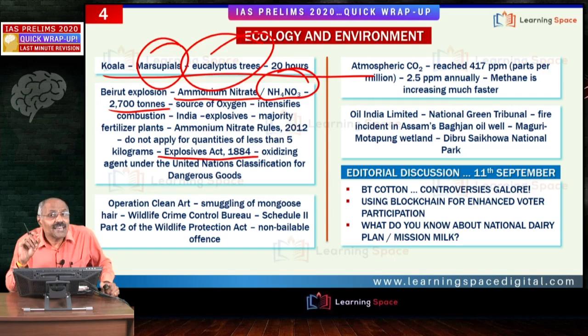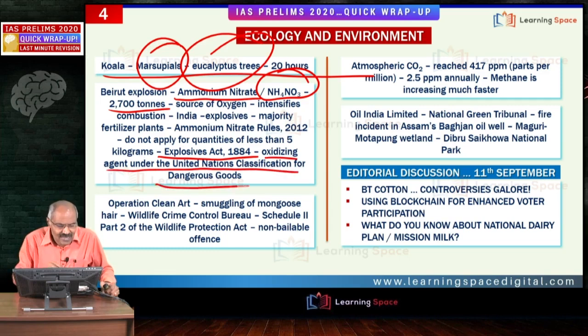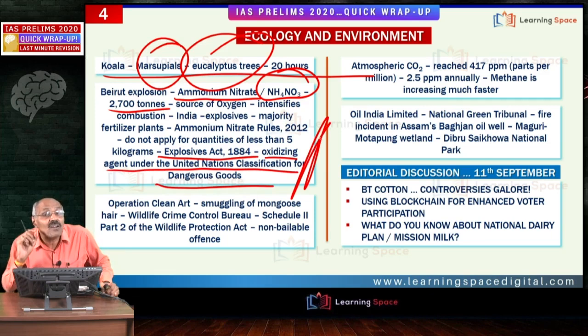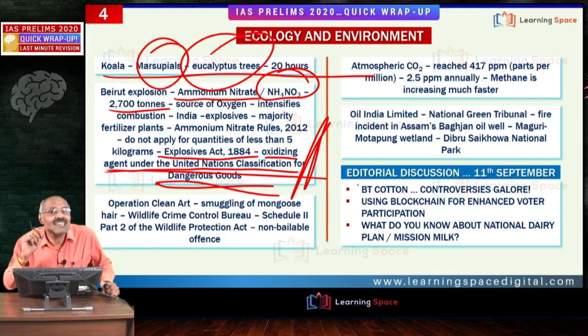You may have a doubt. When it is not an explosive, why is it regulated through the Explosives Act 1884? Because of the simple reason, it is an oxidizing agent under the United Nations classification for dangerous goods. Because of the abundant availability of oxygen, if some fire is triggered, you cannot control it. Its explosion will be huge because of the huge source of oxygen. Because of that reason, India classifies it under the Explosives Act. It is not an explosive, but India's categorization is under the Explosives Act. Its control, its rules and regulations are all under the Explosives Act.